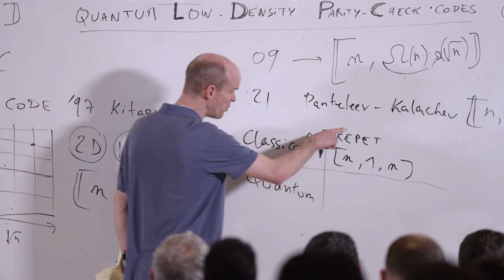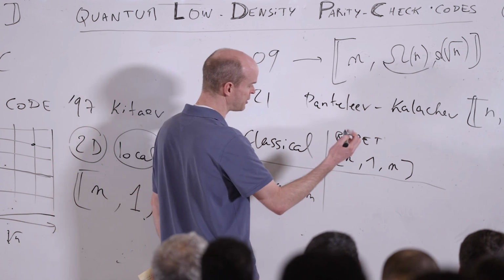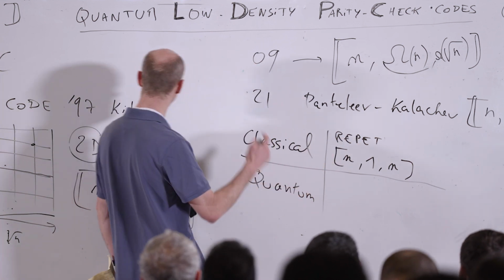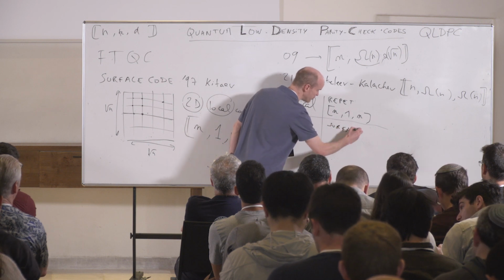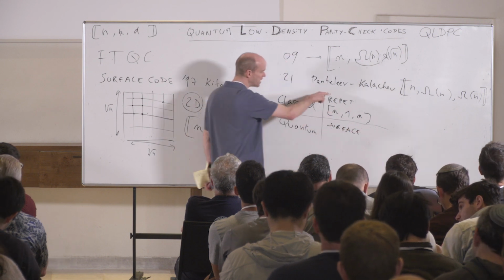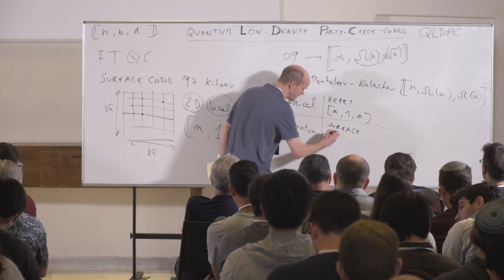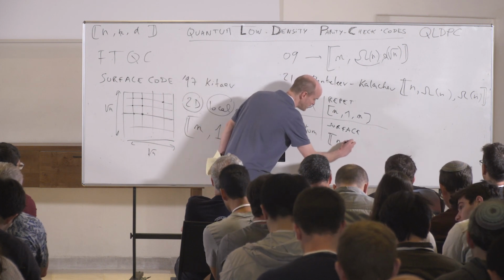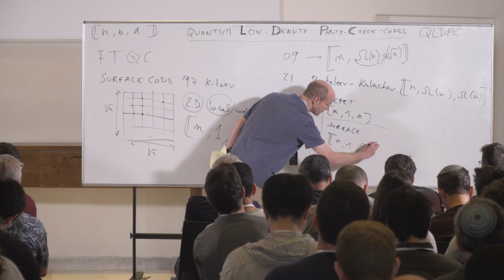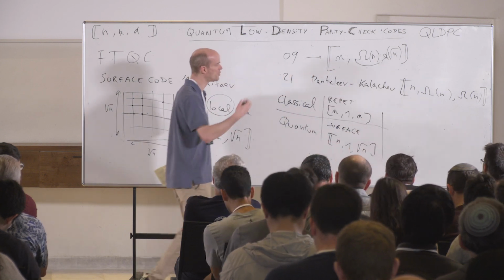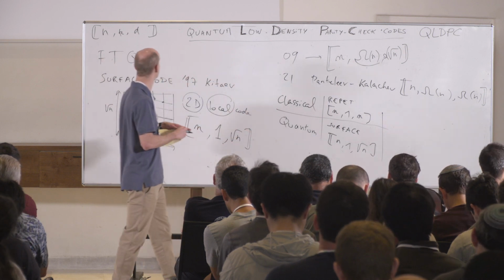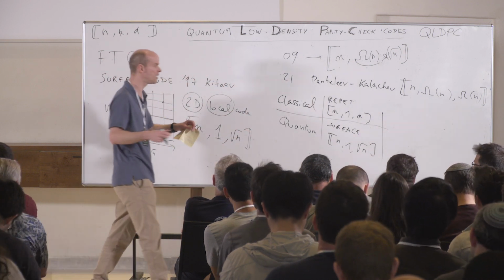In the quantum world, the equivalent of the repetition code is really the surface code. When you generalize the repetition code in a natural way, you get to the surface code. So that's the easy thing. And now we want to have good codes. We want K and D to both scale linearly with N.